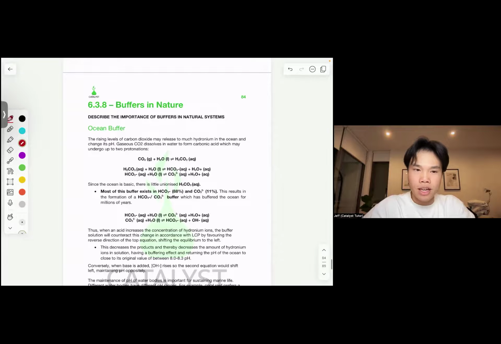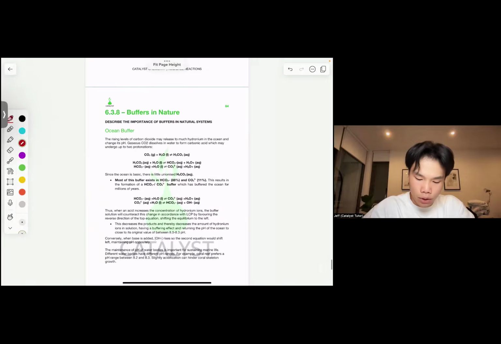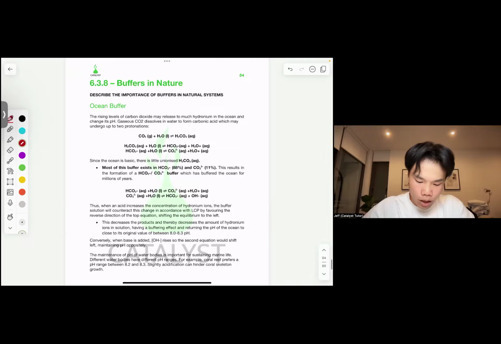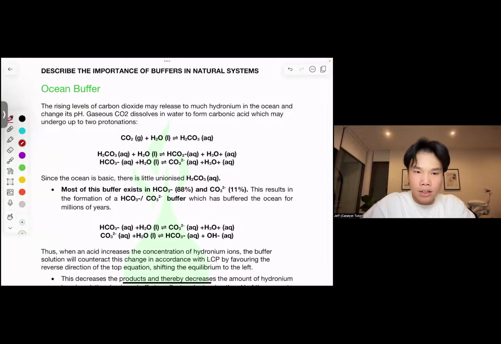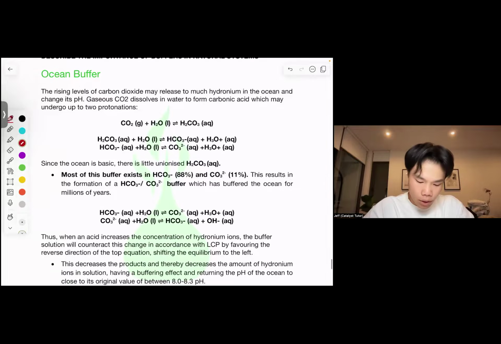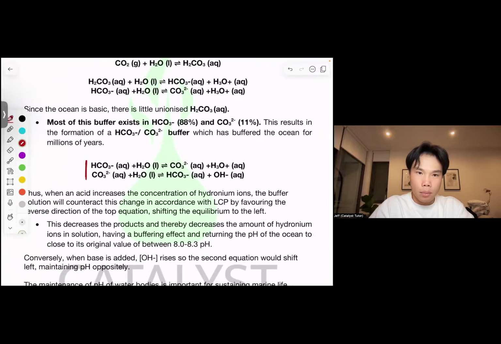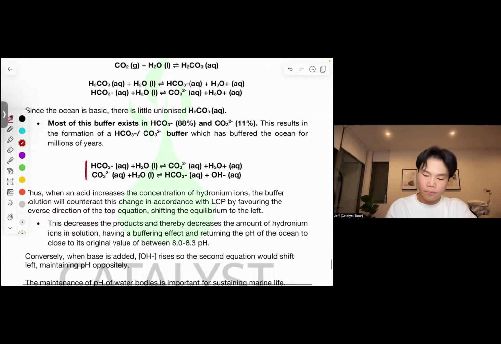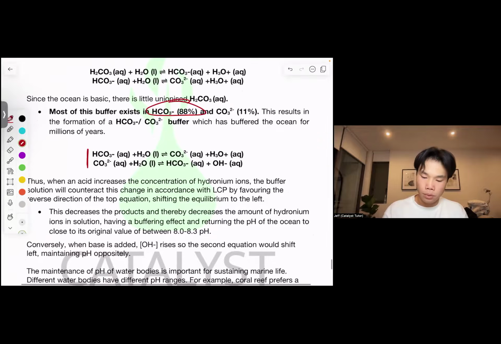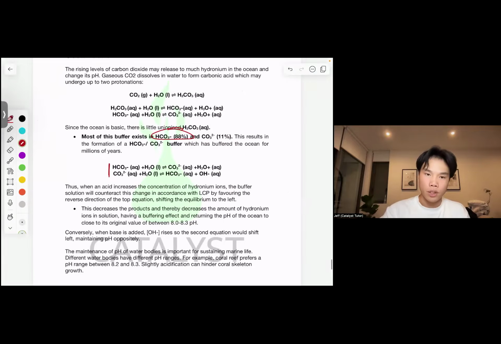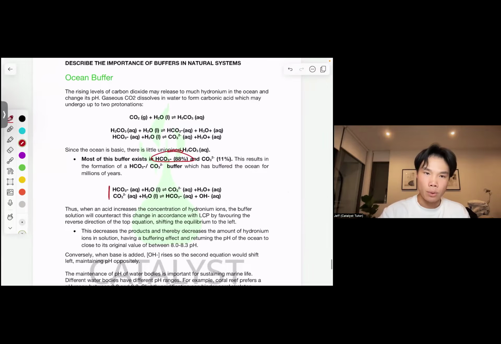Finally, buffers in nature. There are three main systems that schools like to talk about. The ocean buffer, which is about carbonic acid making bicarbonate, which then dissociates again into carbonate. The actual buffer is the second part, where bicarbonate and carbonate is the buffer. Most of the buffer exists as HCO3. And this buffer works to buffer the ocean. You should have your own write-up of this by now. It acts in the same way as we talked about with buffers before.